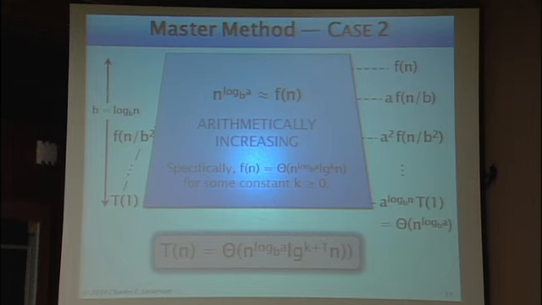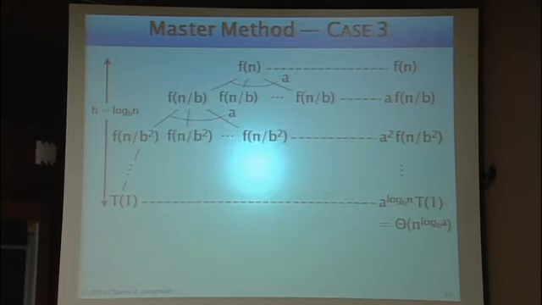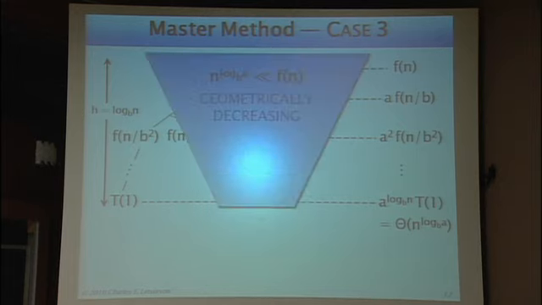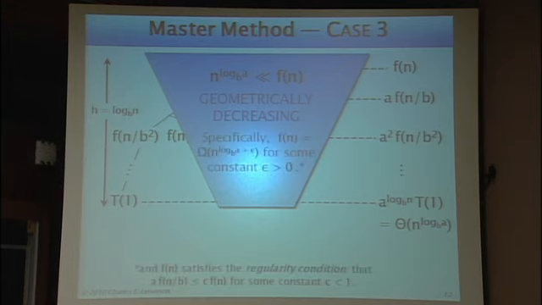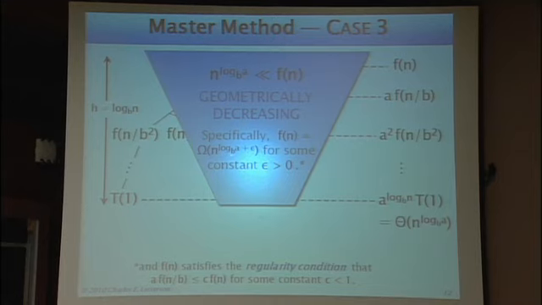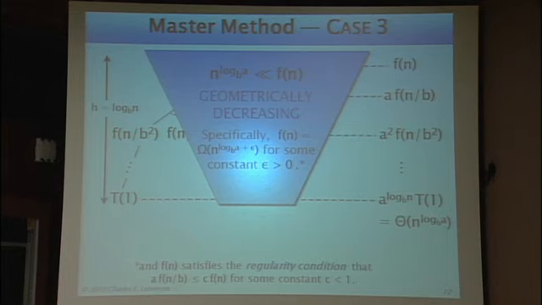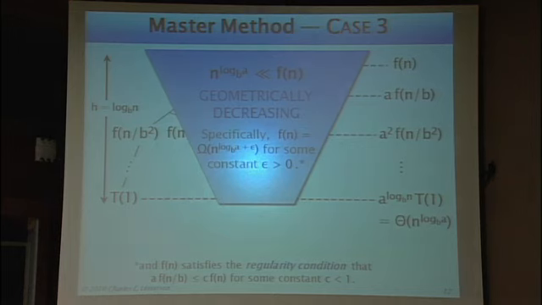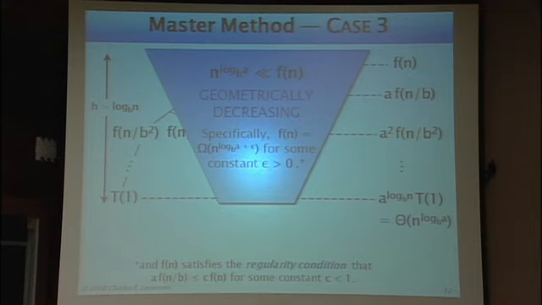And then the third case is when it's geometrically decreasing, when the amount at the root dominates. So in this case, f of n is at least n to the epsilon less than n to the log base b of a, for some constant epsilon. It turns out in addition you need f of n to satisfy a regularity condition, but this regularity condition is satisfied by all the normal functions that we're going to come up with.